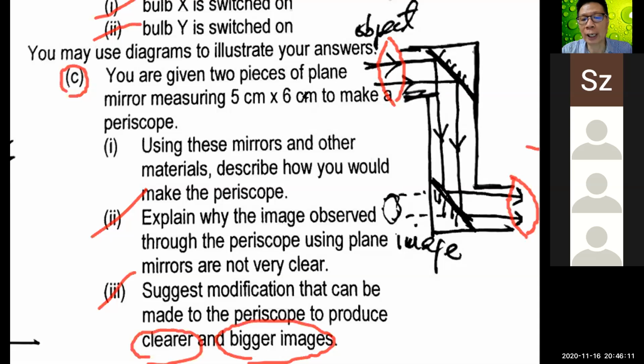So your second suggestion, you say like this: place two convex lenses at the two ends of the periscope. One end is here, another end is here. Two ends. Place two convex lenses at two ends of the periscope. That's all. You put the lens here, automatically it becomes brighter, it becomes bigger, because now the lens can enlarge the image. We can make the image bigger. Okay, lens.